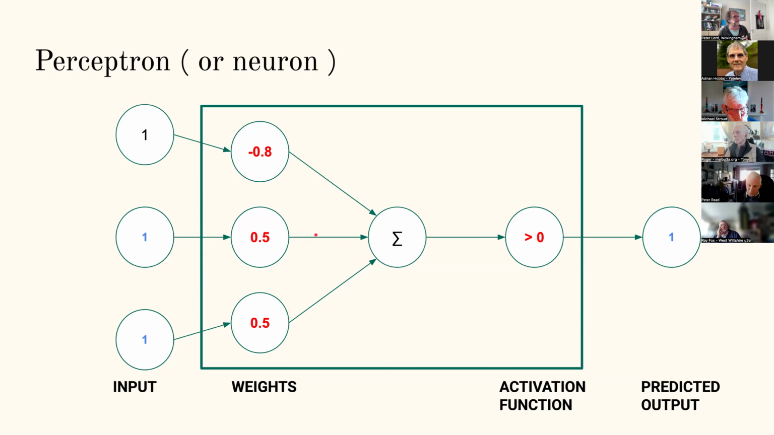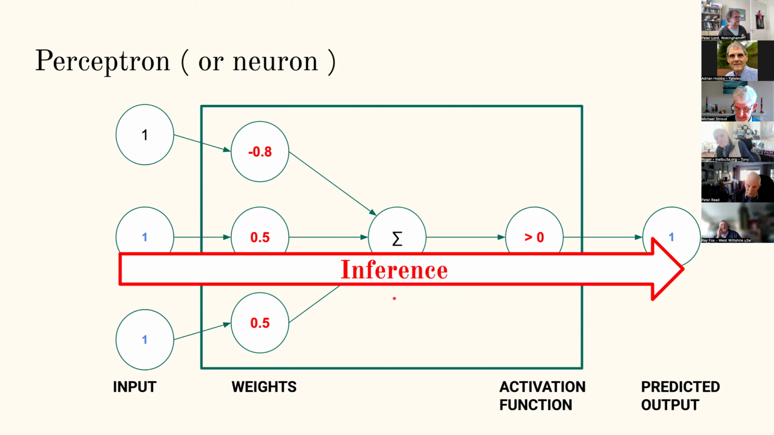Now, it turns out the only way to find out these values, in other words, turn a blank neuron into something which can be used to solve a problem, the only way to find out these weights is to train it. So this is the training function.